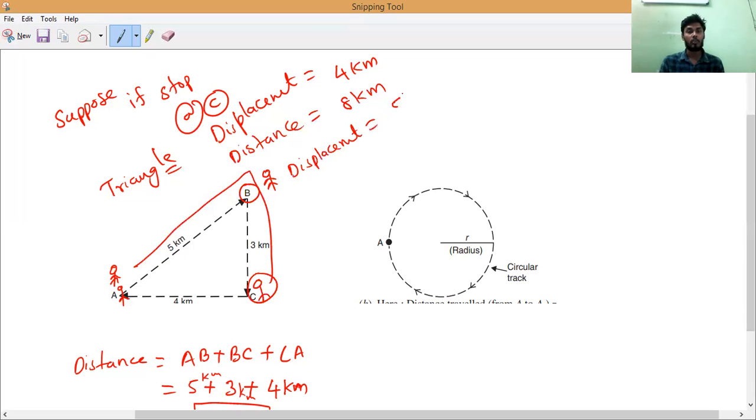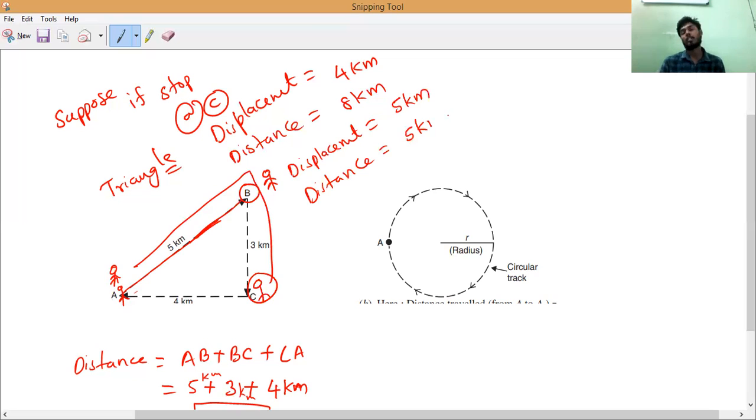Displacement is equal to 5 kilometers. Clear? This is only the correct, direct straight line. Do you understand, everyone? Yes, sir. 5 kilometers. By the time, distance also, what? 5 kilometers. Distance is also 5 kilometers. Do you understand it?